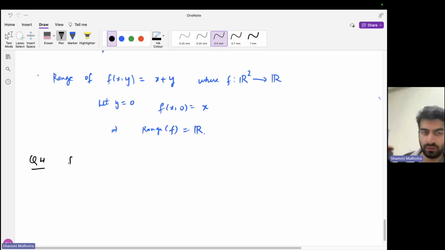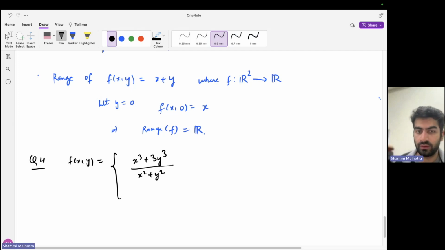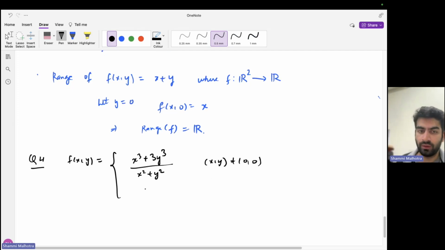I'm considering another two variable function, which is given as (x cube plus 3y cube) whole divided by (x square plus y square), when my denominator is non-zero, and that happens whenever my x, y are not equal to (0,0), and I'm taking the value equal to 0 whenever my x and y are equal to (0,0).